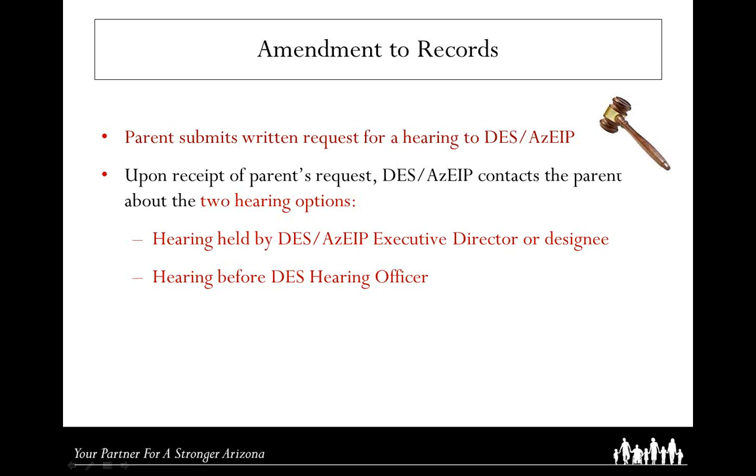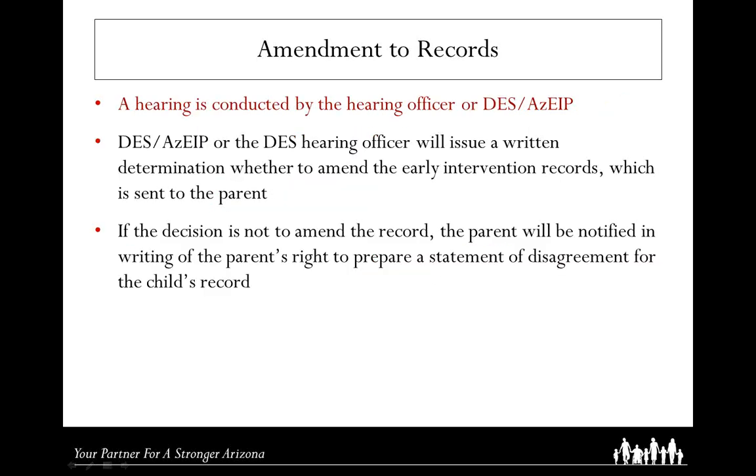Upon receipt of the parent's request, DES AZIP will contact the parents to confirm which hearing option they would like, either a hearing facilitated by the DES AZIP Executive Director or his or her designee, or a DES hearing officer. The parent will be provided notice of the date, time, and place reasonably in advance of the hearing.